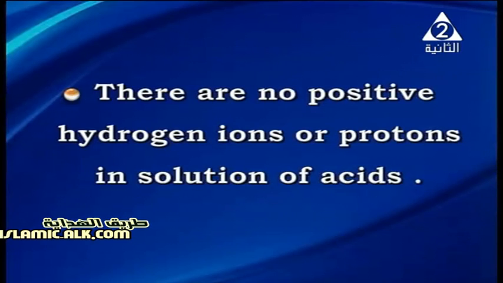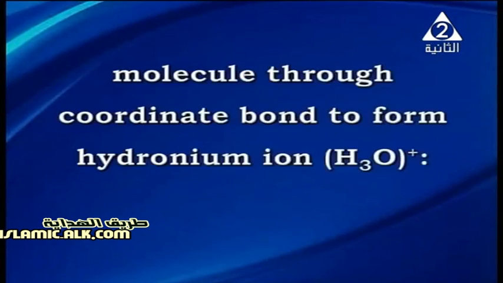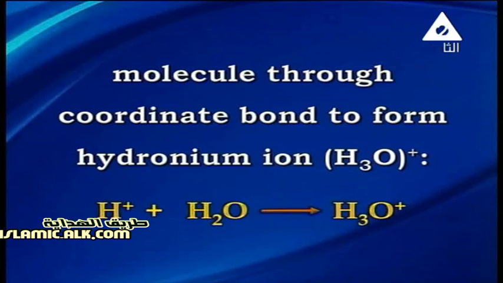There are no positive hydrogen ions or protons in the solution of acids. So, my dear student, here is the answer: when the acid is ionized in water, the positive proton is linked or combined with a water molecule through a coordinate bond to form hydronium ion, H3O+. As the equation proceeds on the screen, positive hydrogen ion combines with water to form hydronium ion.